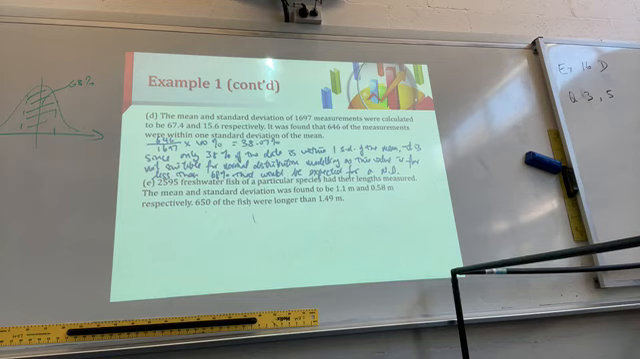2595 freshwater fish of a particular species had their lengths measured. The mean and standard deviation was found to be 1.1 meters and 0.5 meters, respectively. 650 of the fish were longer than 1.49 meters. So, do you think it is possible to use normal distribution?